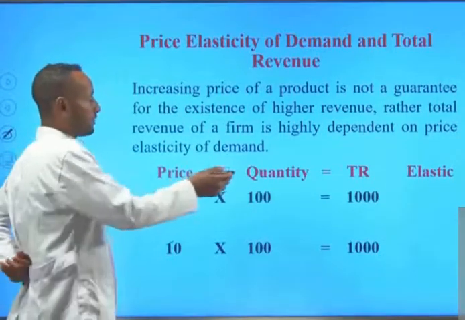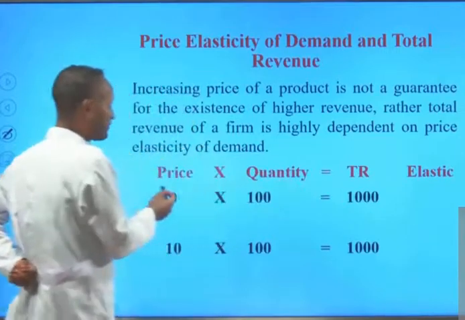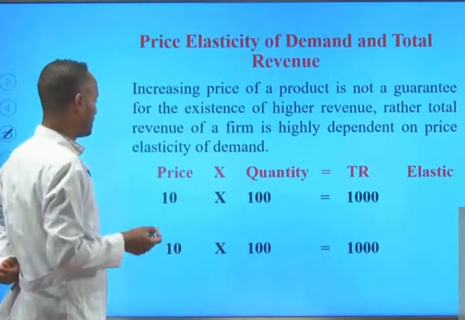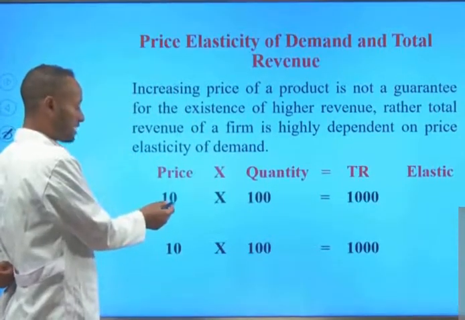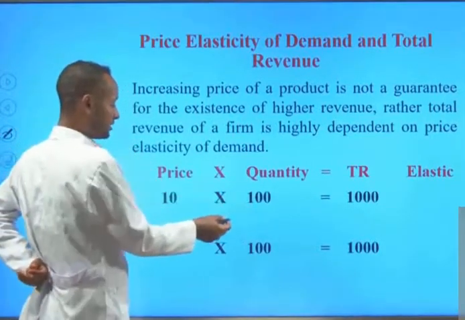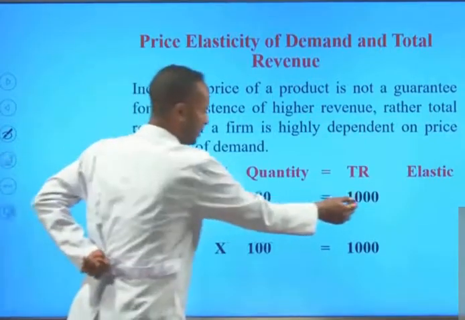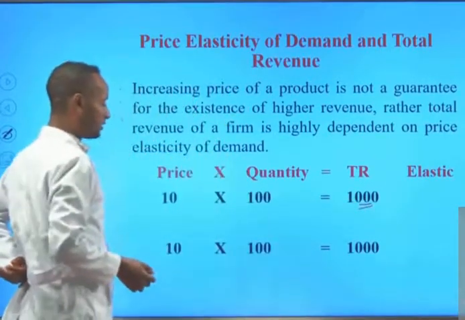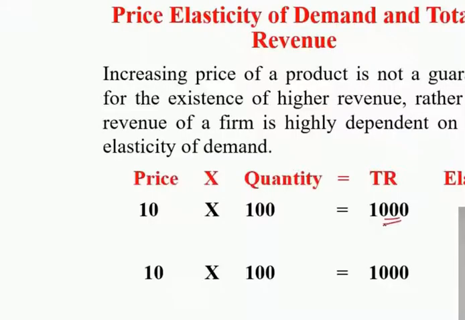The total revenue of the firm is calculated by multiplying price with quantity. Here, if the price of a kilogram of something is $10 and the firm sells 100 kilograms, then the total revenue will be $1000. Now let me show you when the buyer is elastic.